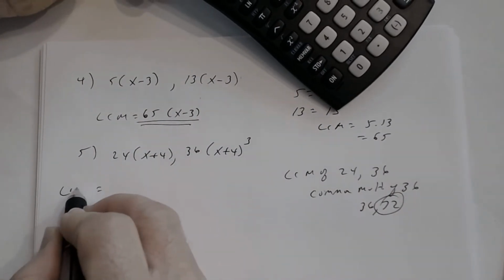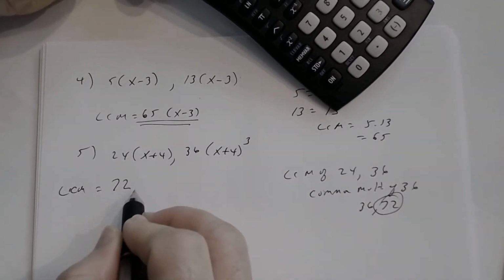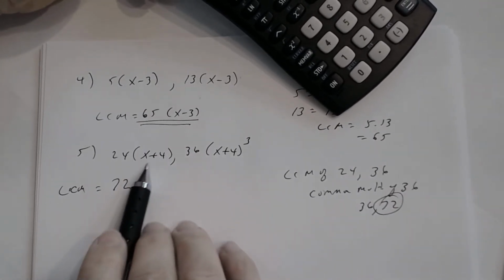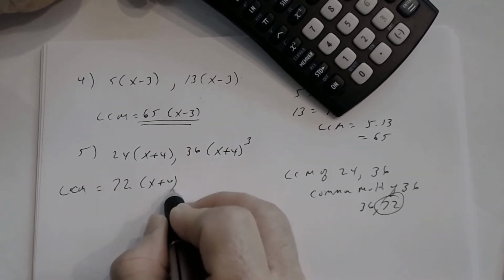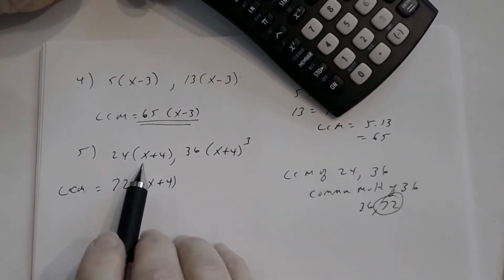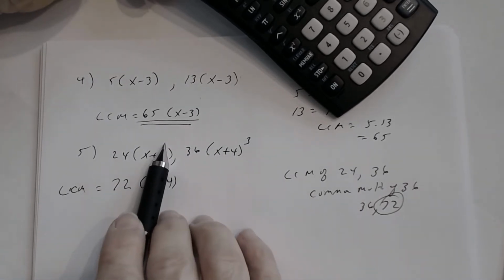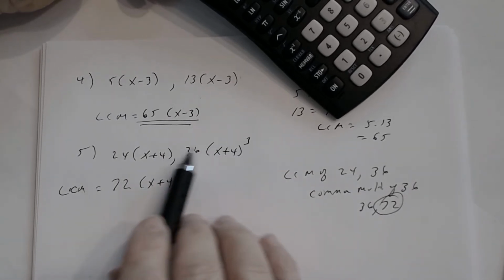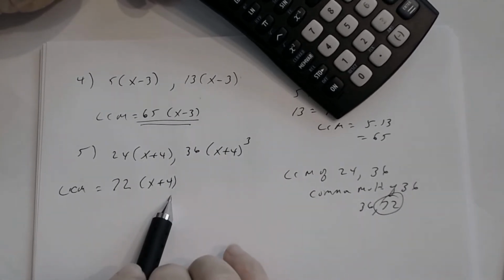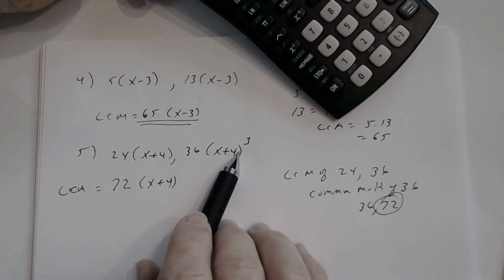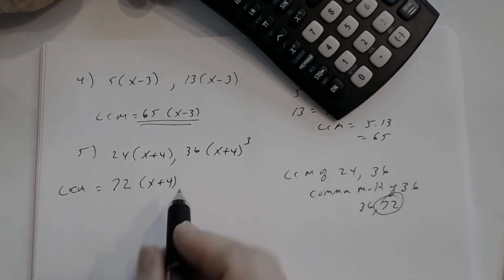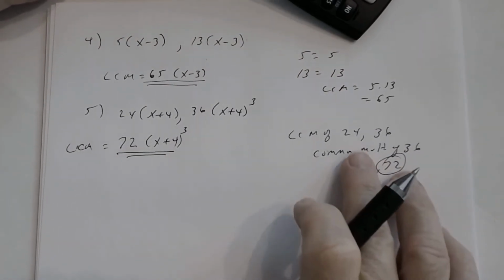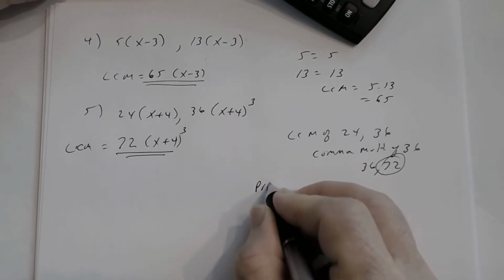So the least common multiple will equal 72, and then let's look at the factors. I see a factor of x plus 4, I must use it. The question is, how many do I need? How many factors of x plus 4 do you have here? 1. How many factors of x plus 4 do you have here? 3. In order for those two to go into the least common multiple, x plus 4 to the third power must go into this. So I need 3 of them. So there's your answer. Now let's go back to this and look at the prime factorization, because I need you to understand both ways.